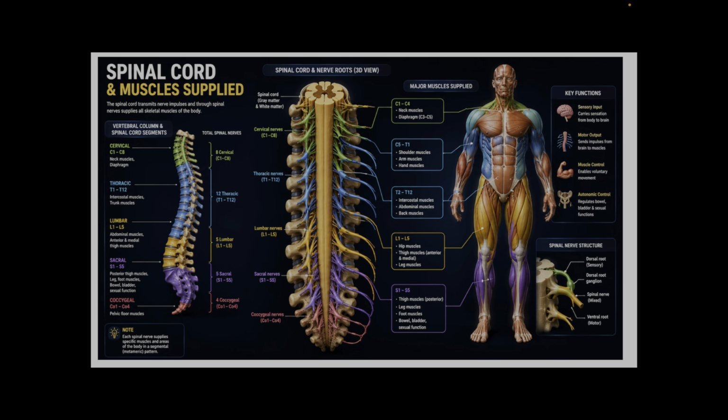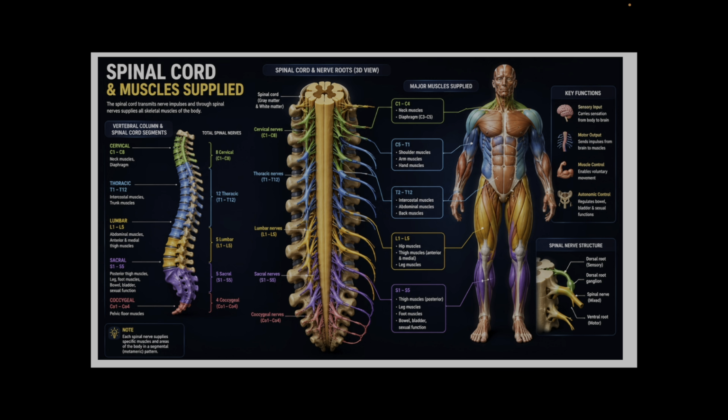On the left is the vertebral column with spinal cord segments. There are 8 cervical nerves, 12 thoracic nerves, 5 lumbar nerves, 5 sacral nerves and 1 coccygeal nerve. So how many cervical nerves are there? 8. Thoracic nerves are 12, lumbar nerves are 5, sacral nerves are 5, and 1 coccygeal nerve.